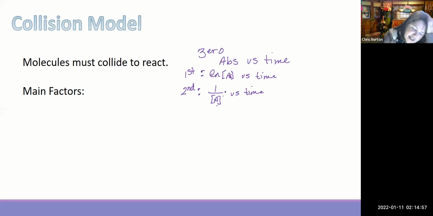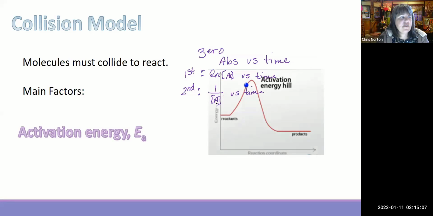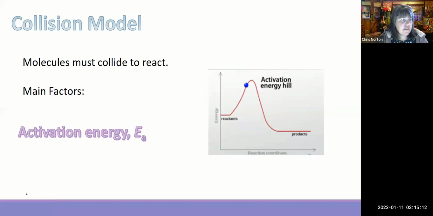Okay, we were talking about the collision model, and we've already kind of alluded to this when we talked about the kinetic molecular theory. And there are some different things that would cause a reaction to happen. First off, molecules have to collide. That is our current theory right now, that molecules collide to make a reaction happen. The collision must first provide enough activation energy to make that happen.